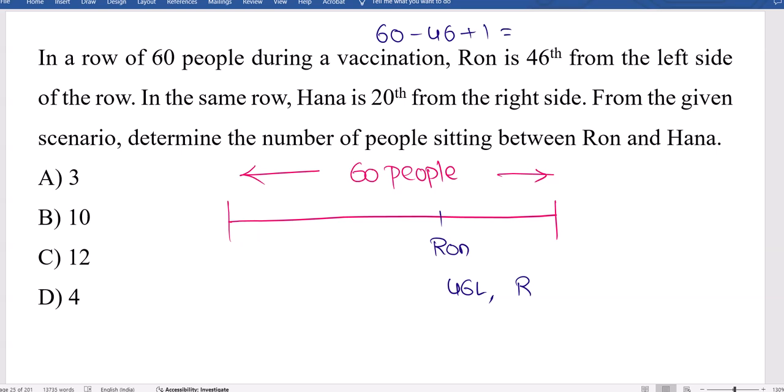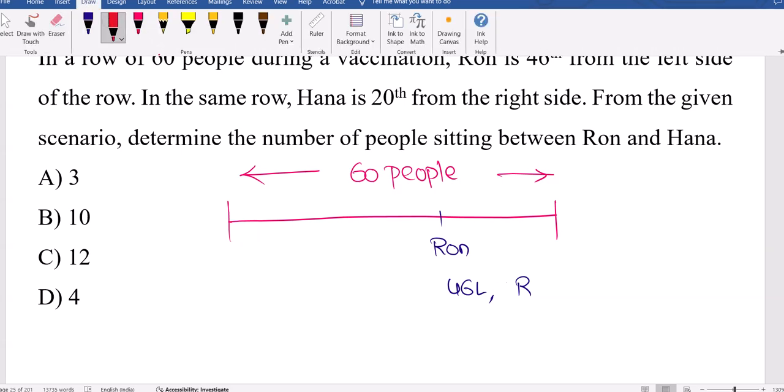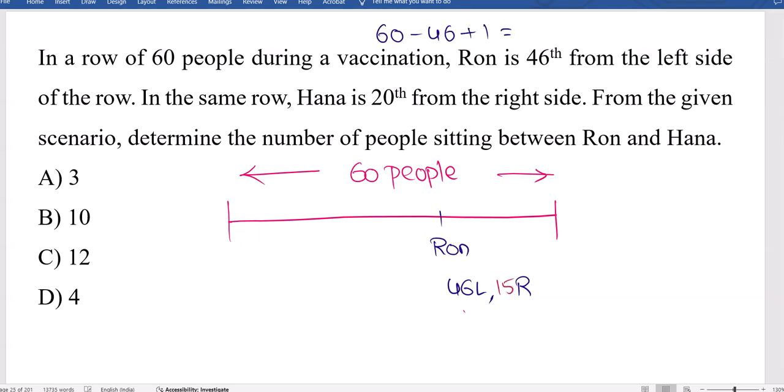So, yes, 15. 15 is correct. Okay, so now let's see this. 46 plus 15 is 61, minus 1. You calculated Ron from the left side and right side both; you have to do minus 1, then the total 60 is satisfied. Now, Ron is 15th from the right side. Hanna is 20th from the right side. How many people are there in between? It is 4 people: 16, 17, 18, 19.